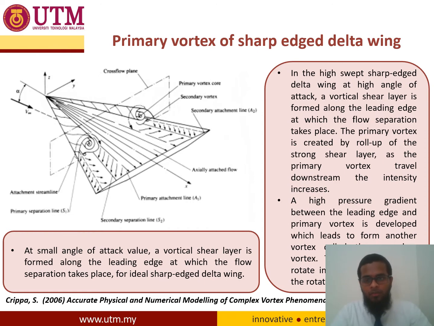The intensity of the primary vortex increases as it moves downstream because of the high pressure gradient between the leading edge and the primary vortex. A secondary vortex is developed which rotates in counter rotation to the primary vortex. Then at small angle of attack, a shear layer is formed along the leading edge, at which the flow separation takes place for a sharp edge ideal delta.